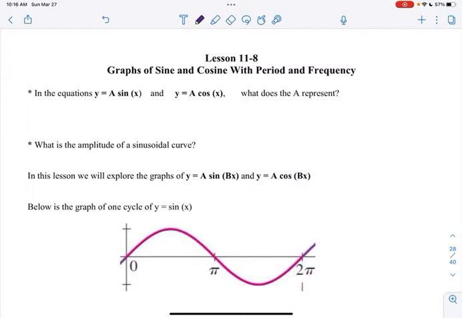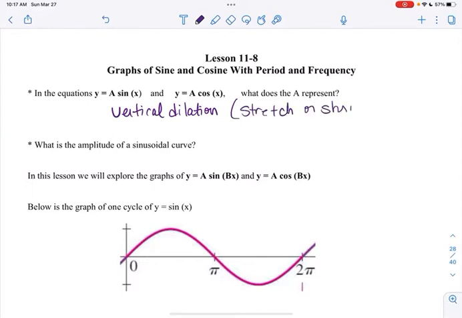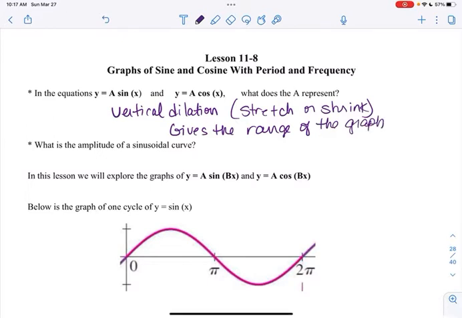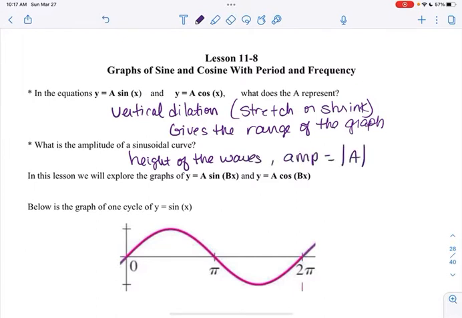The A was my height. It was a vertical dilation, so I was stretching it up or down. So it's a vertical dilation, the A. We're basically stretching or shrinking it. That was the height, okay? So it gives the range of the graph. So the amplitude is basically the height of the waves. And remember we said the amplitude is the absolute value of A.